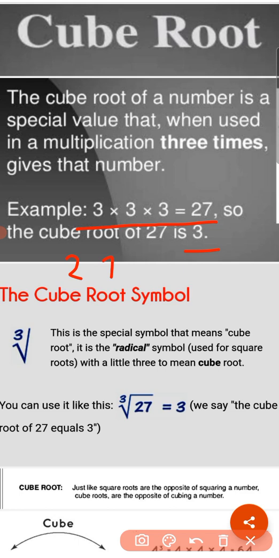Cube root of 27 is 3. That is a relation between cube and cube root. Okay.